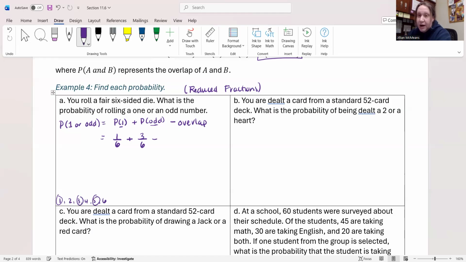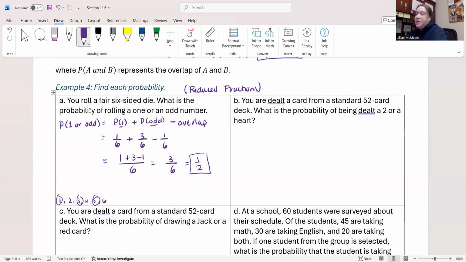But we have to subtract the overlap. Of the odd sides, how many of them are also just a 1? Well, 1. So we want to subtract the overlap. And so what I end up with is 1 plus 3 minus 1 over 6. That ends up just being 3 over 6 or 1/2. So again, you have to subtract off any overlap where the two events can occur at the same time.